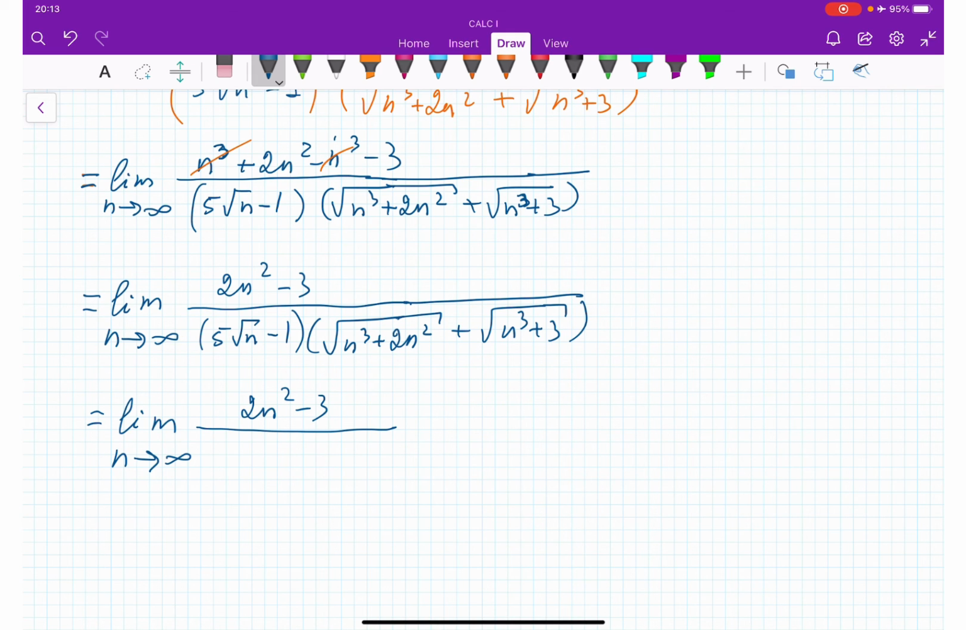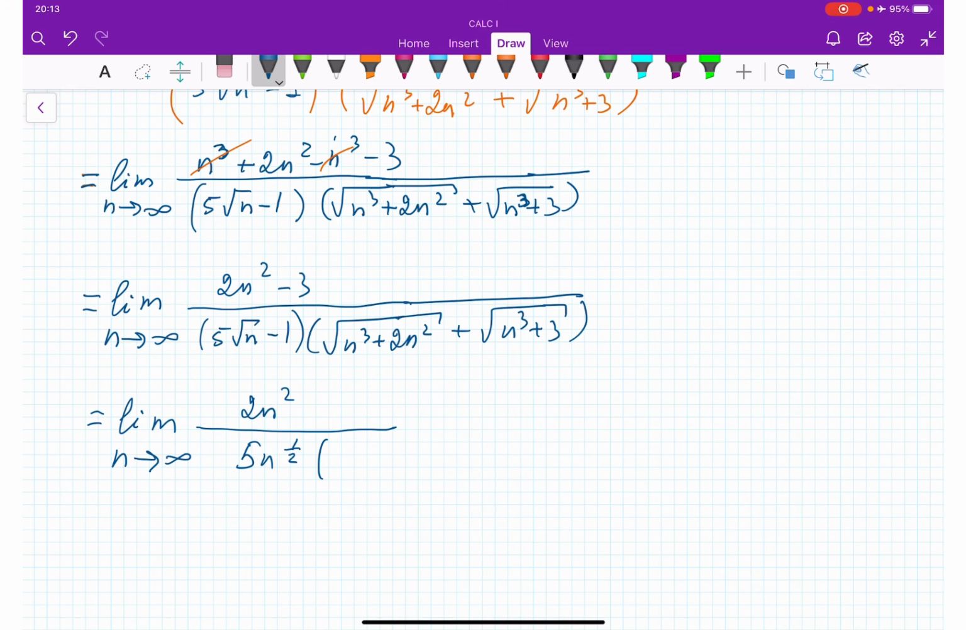Actually, since we got rid of the subtraction, in the numerator we don't have subtraction anymore. So because of the limit, I can ignore 3, because n squared is a large enough number, so I can just put 2n squared, yes? Okay, and in the denominator, considering square root of n minus 1, n is an enormously large number, so I can ignore minus 1, and I will have 5 n to the power 1/2, yes?